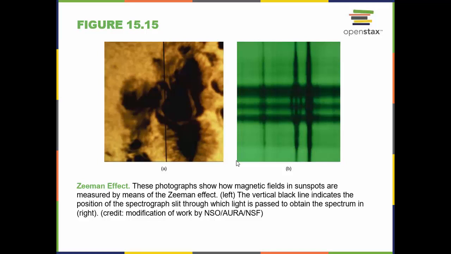These mass ejections are also followed by changes in the magnetic field. So these photographs show how the magnetic fields in sunspots are measured by means of something called the Zeeman effect. And the vertical lines indicate the position of the spectrograph slit through which the light passed to obtain the spectrum shown on the right.